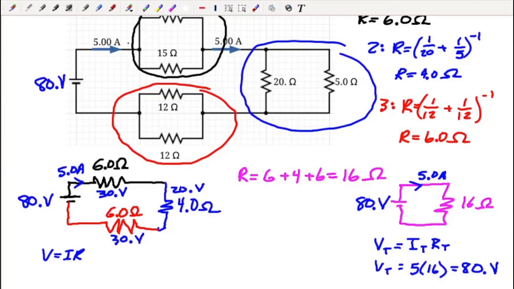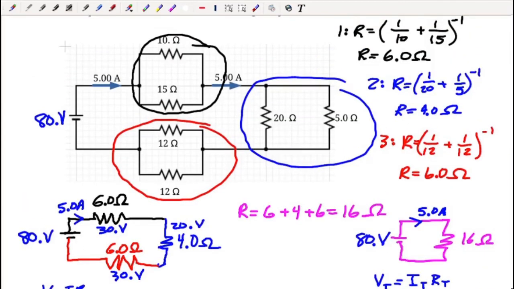And these 30 volts are used in each branch of my original circuit. So if this 6 ohm equivalent resistance to this uses 30 volts, that means this 15 ohms also uses 30 volts, and this 10 ohms also uses 30 volts. If my equivalent 4 ohms to the 20 and the 5 uses 20 volts, then in each branch, I've also got 20 volts being used up, each branch. And the rest of the 30 volts being used up down here.